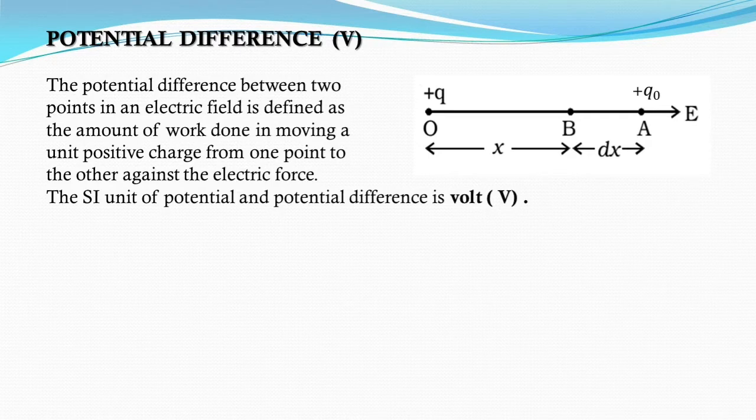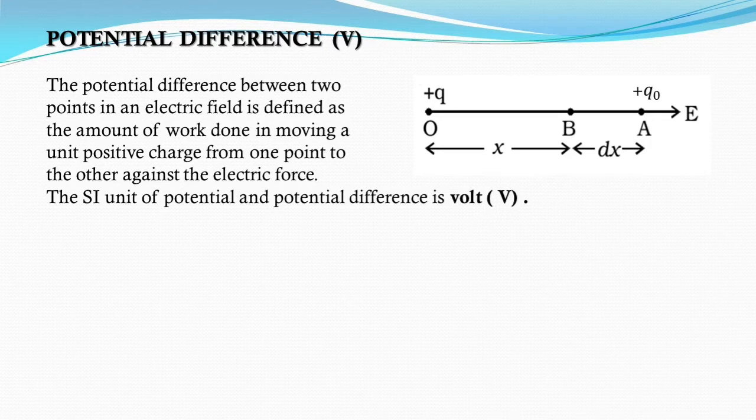Let's understand this definition. You can see a picture over here. Consider a positive charge plus Q placed at a point O. Since we know this charge is a source of electric field and the direction of the given electric field will be radially outward from the point O. Consider another test charge placed at point A, where the direction of electric field is outward in the direction OA.